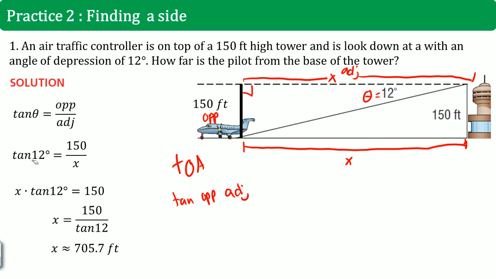Plug that in. Tan of 12 is equal to 150 over x. Multiply x to both sides to cancel it. Then you get x tan 12 equals 150. Divide tan 12 to both sides. You get x is roughly 705.7 feet long.